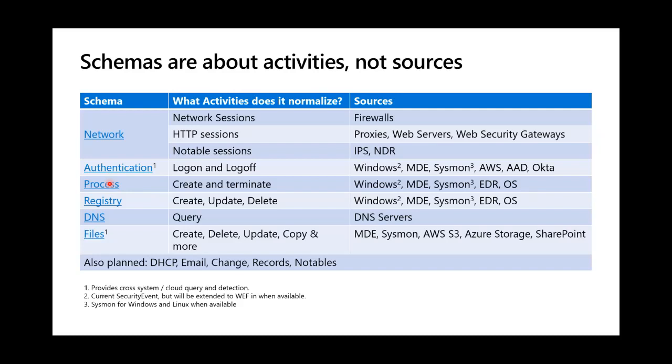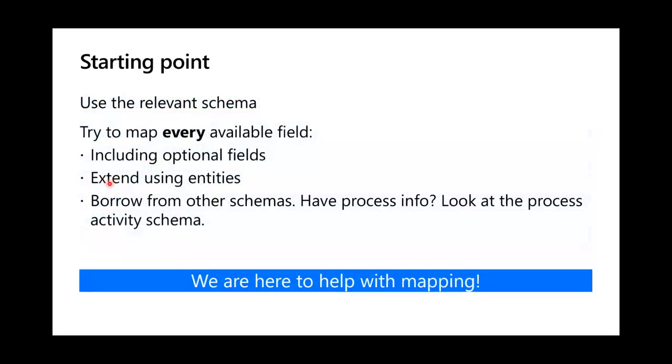So, as I mentioned, starting point, use the relevant schema. Try to map every available field. Okay, be expansive. A lot of fields are listed as optional. They're optional because you don't need to do them. They're optional for analytics users that should know that they cannot trust them because some sources will not have them, but you should try to map them as well. As I mentioned, extend using entities such as the process or user information from other schemas.